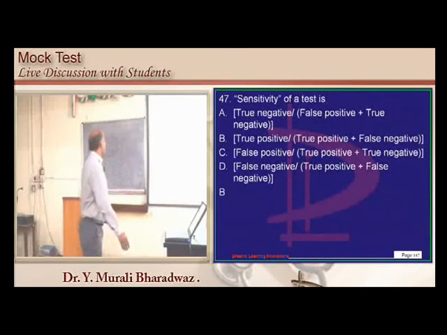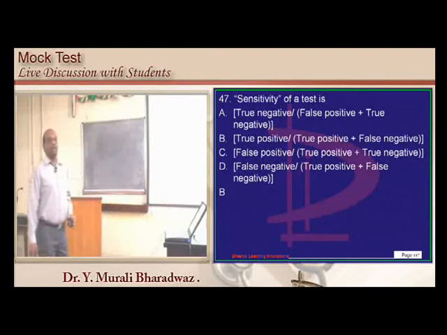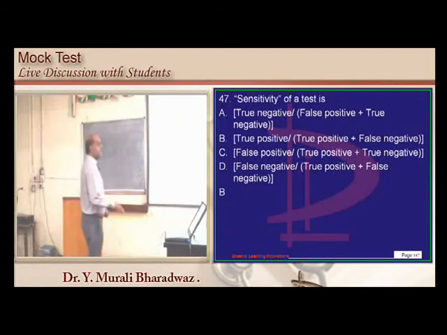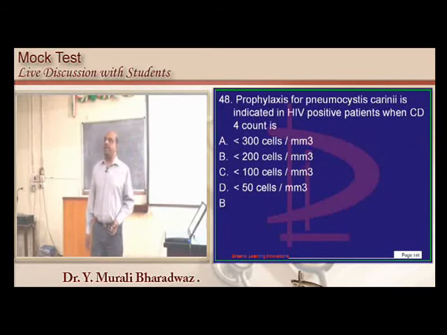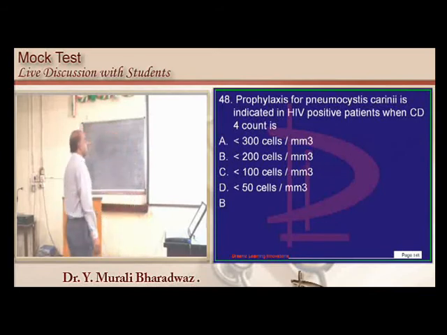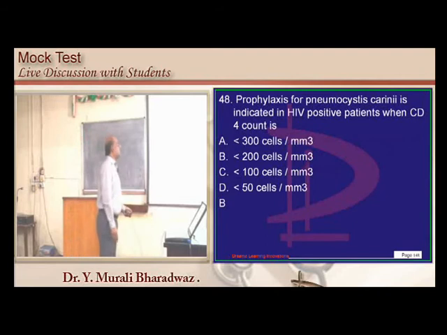Sensitivity is true positives plus false negatives. Is it true? Right. Then we start Pneumocystis carinii prophylaxis, trimethoprim-sulfamethoxazole double strength, if the HIV positive patient's CD4 count is less than 200. That is what needs to be remembered.